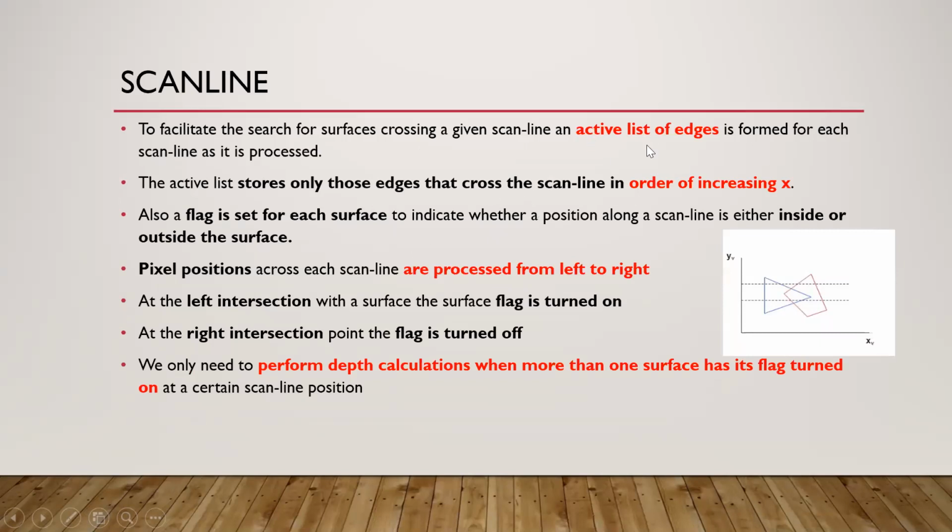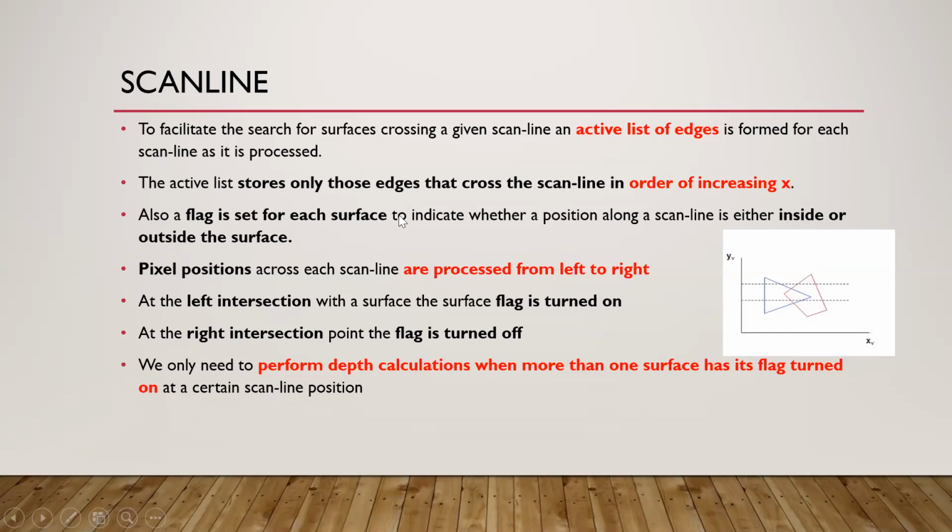So you have an active list of edges, that is the list of edges which are in the current buffer, or the edges through which the scan line is currently passing. And how are you going to store the edges? You are going to store them in increasing order of x. Then you are going to process the pixels from left to right. Of course, you know that scanning of the screen takes place from left to right, so you're going to process the active edges from left to right.